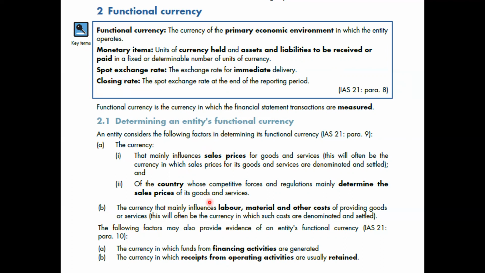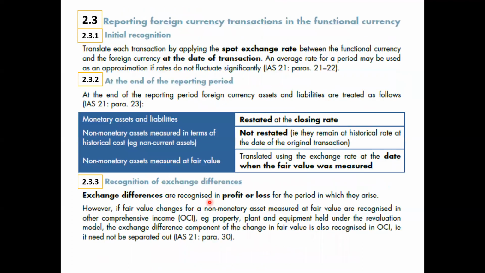Because the following is determined by IAS 21. How do I, at the end of the day, translate items? For a monetary asset, I will use the closing rate at each end of the year to measure it. Non-monetary assets are measured in terms of historical cost. We don't restate that, but we will use the historical rate to translate them. So we will not keep on using a new rate at the end of the day. So non-monetary assets are at a historical rate, at historical cost.